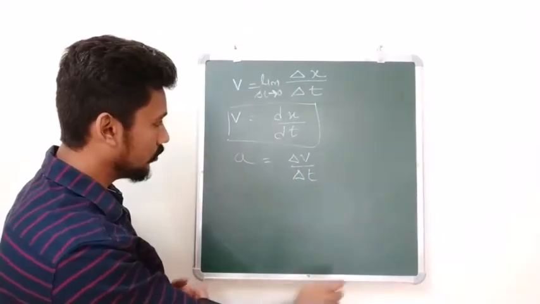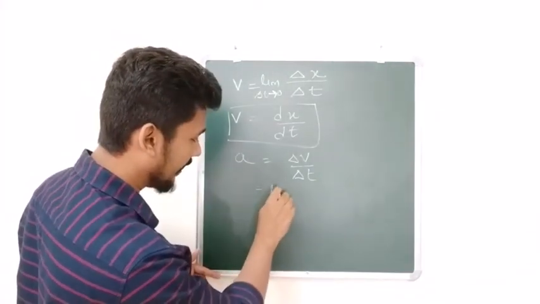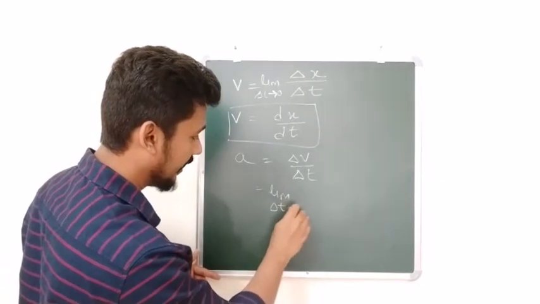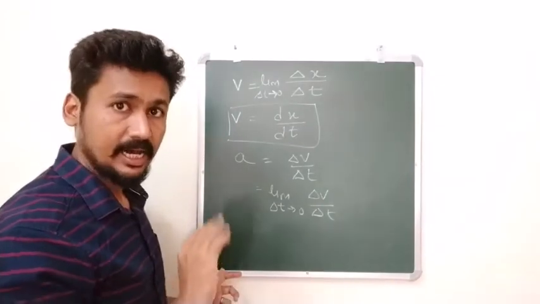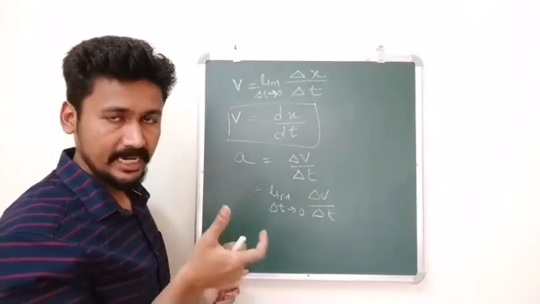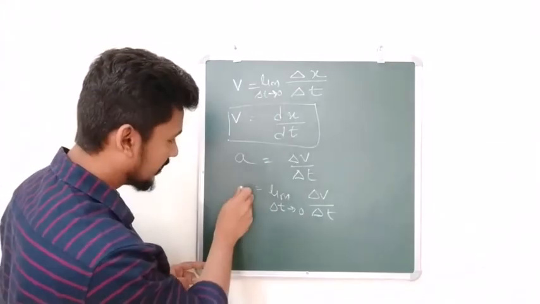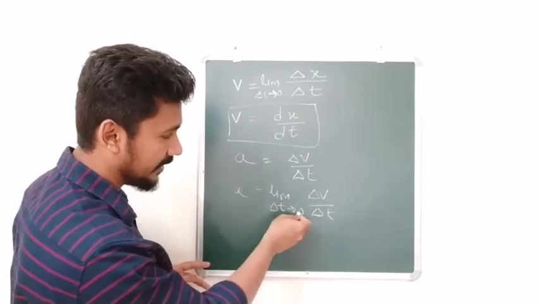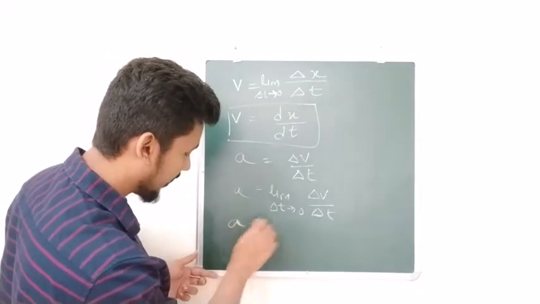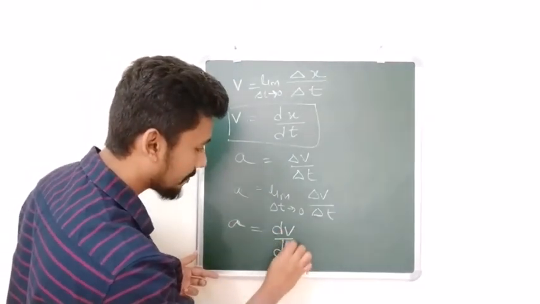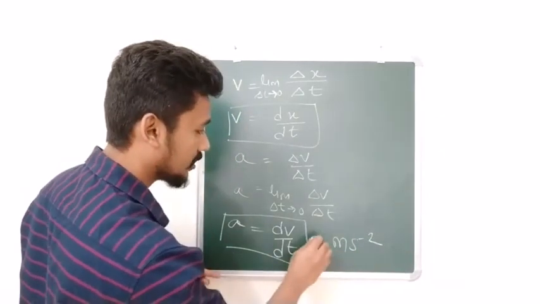Now what do we do? We want to find the instantaneous acceleration. So we can write this as limit as delta t tends to 0 of delta v by delta t, assuming that the acceleration is also changing. That is why I said we want to find the instantaneous acceleration. Now the delta gets transformed into a derivative, and therefore we get a is equal to dv by dt. Again, the SI unit will be the same, that is meter per second square.